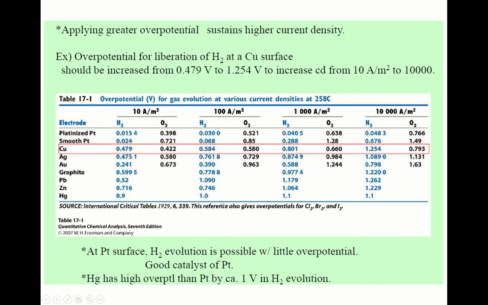So low overpotential means that the reaction very smoothly, very easily takes place. Large overpotential means that you have to add more electrical energy. Yeah, that's the difference.